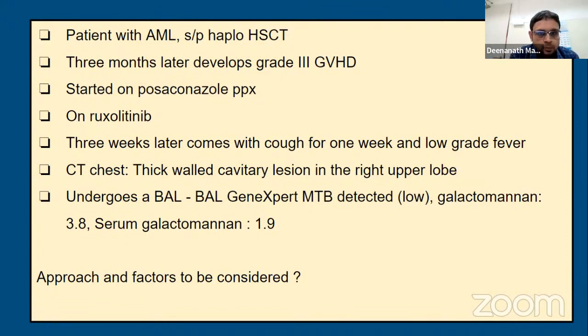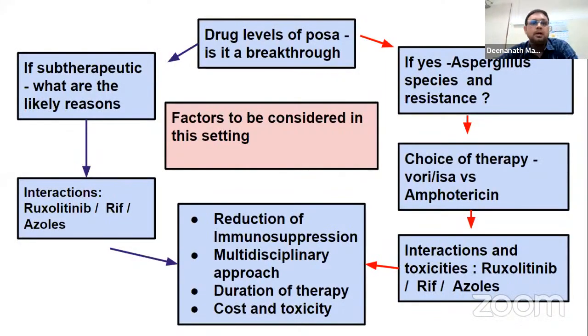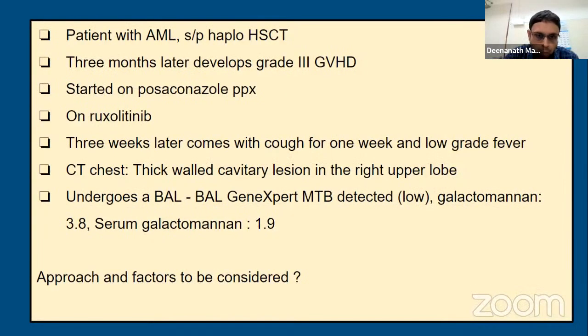serum galactomannan is 1.9. So now again, this is the case which makes us appreciate the complexity of transplant ID, because there are so many factors that I need to consider while constructing a regimen for this patient. The first and foremost thing is which are the organisms that I'm treating. So I'm treating an Aspergillus, I'm treating Mycobacterium tuberculosis. Although the burden, the load is low, it's difficult to ignore, especially with this type of clinical radiographic picture.